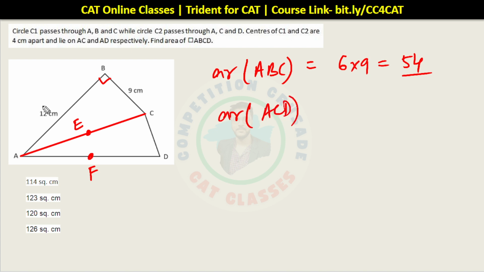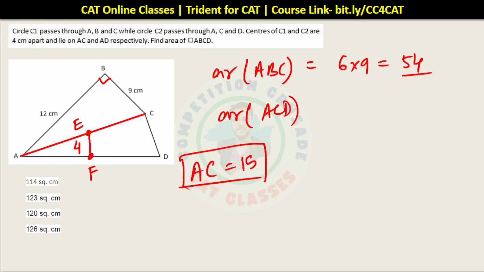Now at this point, please pay attention to the triplets. This is 3, 4s are 12, 3, 3s are 9. So AC comes out to be 15. Now this is something that you can use. What is given in the next part of the question is that the centers are 4 cm apart.